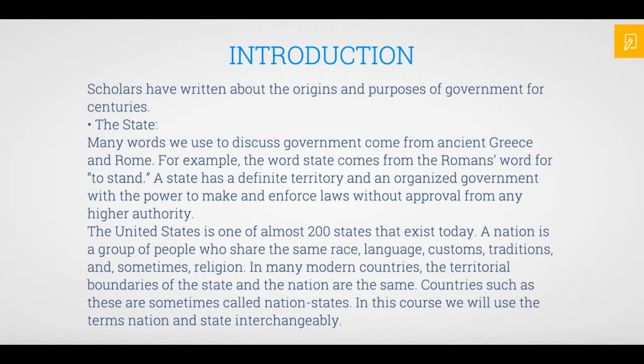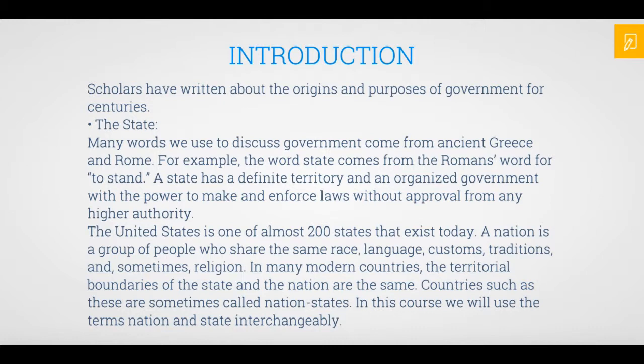Scholars have written about the origins and purposes of government for centuries. The state. Many words that we use to discuss government come from ancient Greece and Rome. For example, the word state comes from the Romans' word to stand. A state has a definite territory and an organized government with the power to make and enforce laws without approval from any higher authority. The United States is one of almost 200 states that exist today.